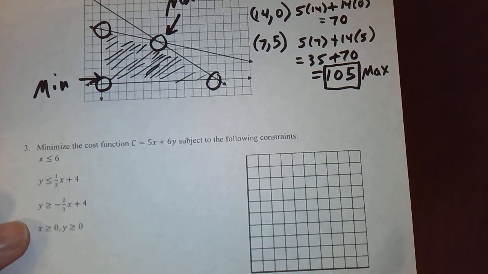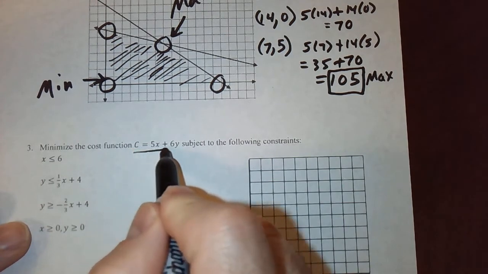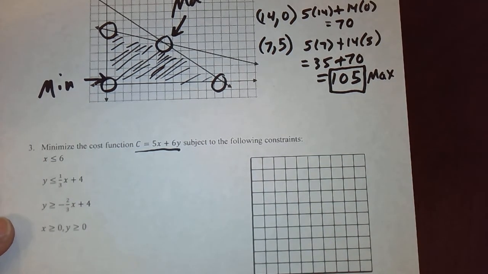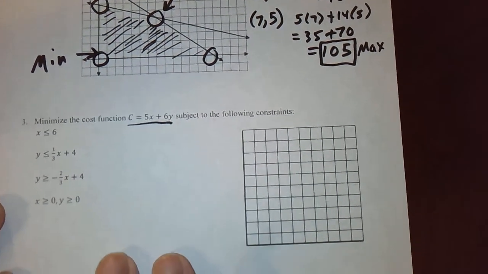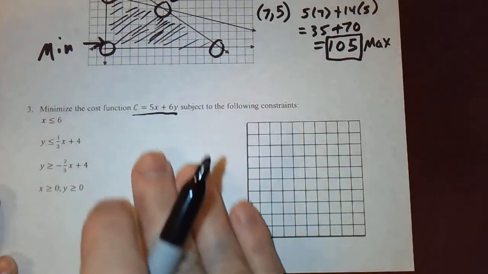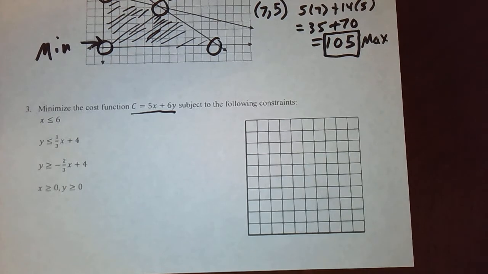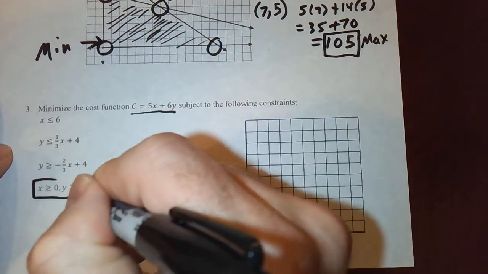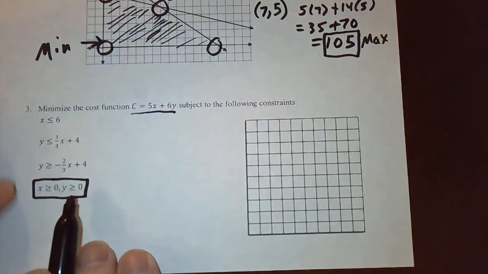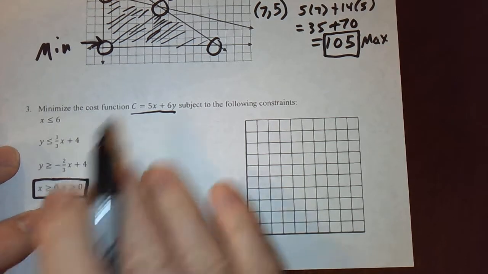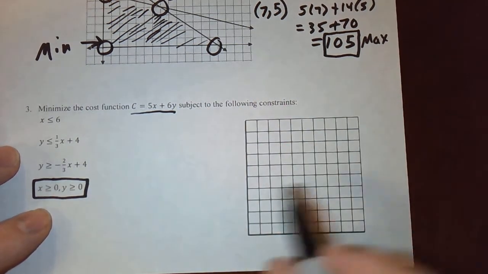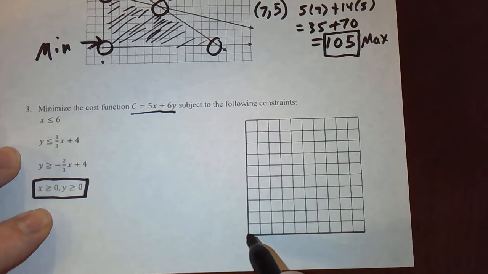Okay, the next example. We want to minimize a cost function defined right here. Minimize C, subject to the following constraints. I don't have a whole lot of room, so I'm going to do some of the work in my head, but you should go through and work every bit of it out. All right, we have all these inequalities. These ones are the simple ones. X greater than or equal to 0, y greater than or equal to 0 just means that we're only in quadrant number 1. So this is going to be our origin right here, 0, 0.